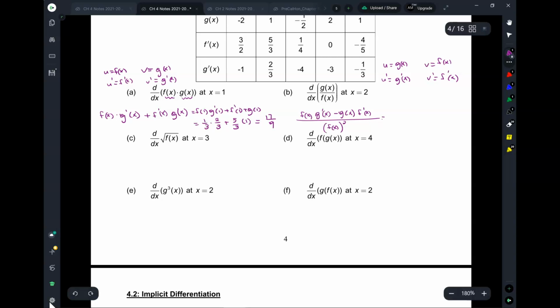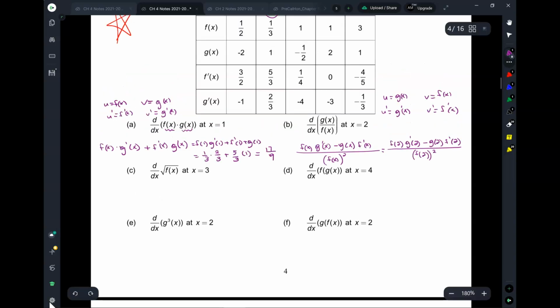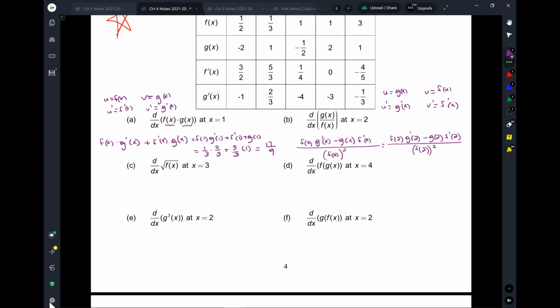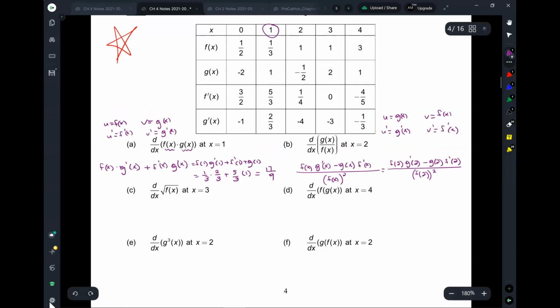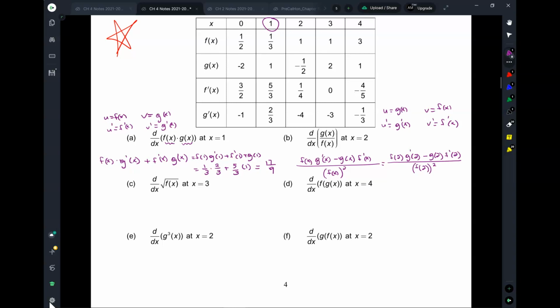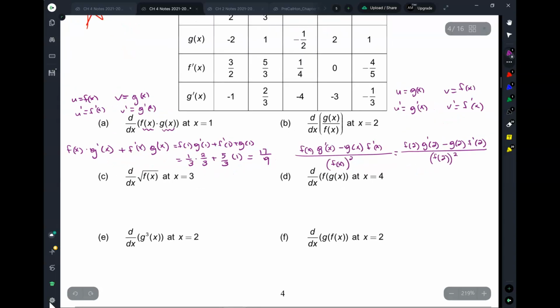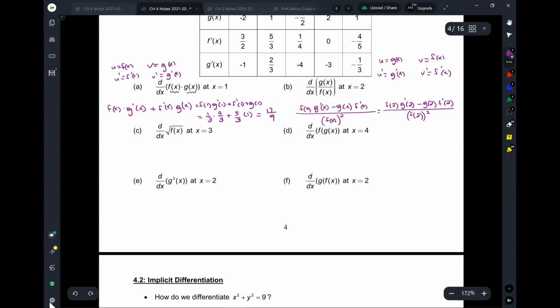All right? And this is going to be evaluated at 2, so it's going to be f of 2, g prime of 2, minus g of 2, f prime of 2, over f of 2 squared. Right? So that's in the 2's, okay? And you go ahead and you plug that in. All right, let's actually move on because I know that stuff you guys can do on your own as well.